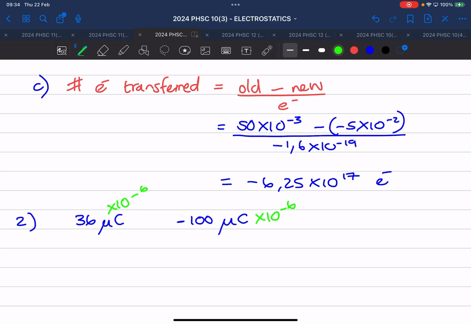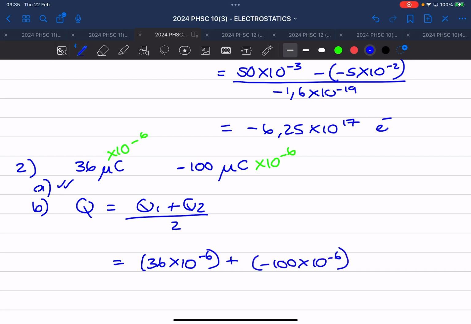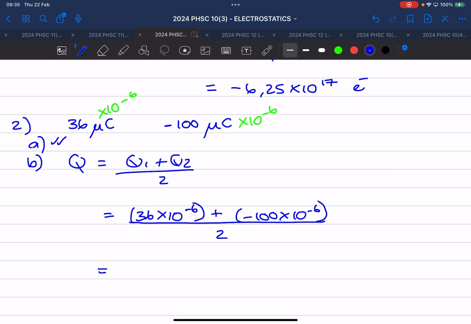Okay, so 2A we've already done. 2B, calculate the charge after making contact. So 36 times 10 to the power minus 6 plus negative 100 times 10 to the power negative 6 over 2. So they've made contact and separated.